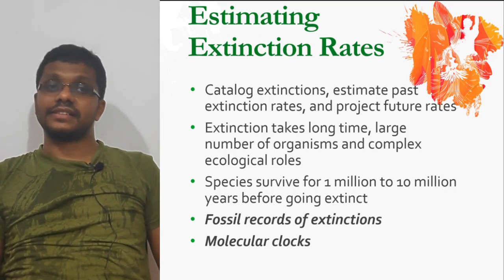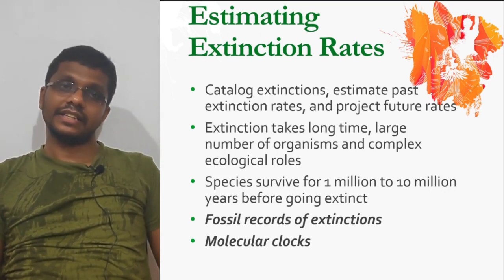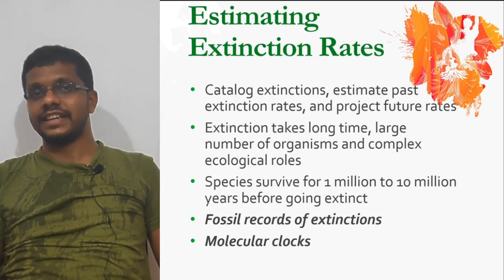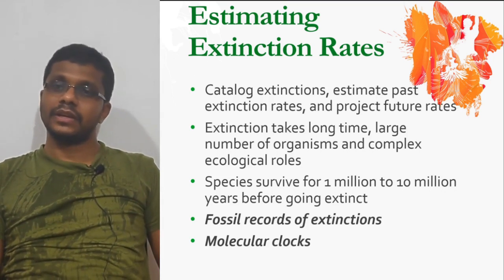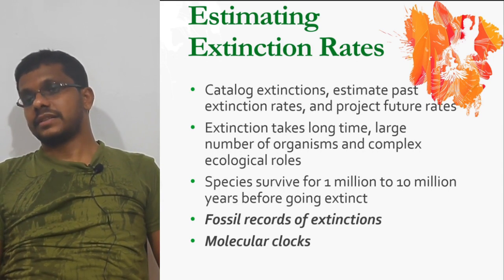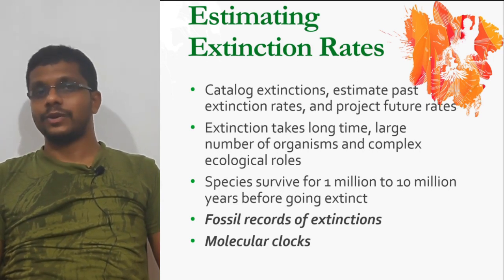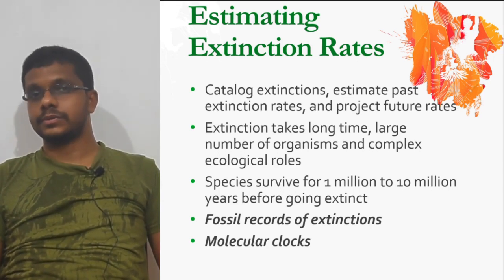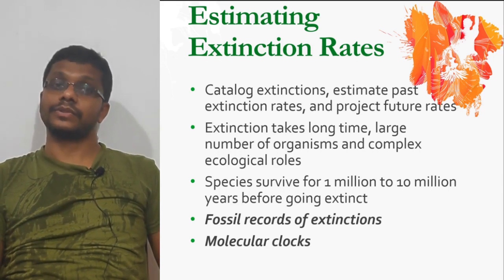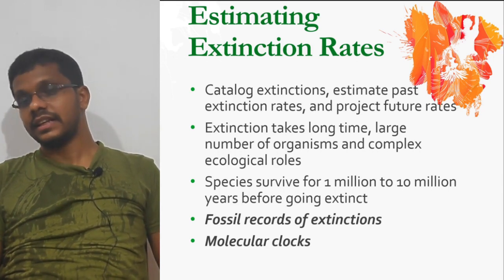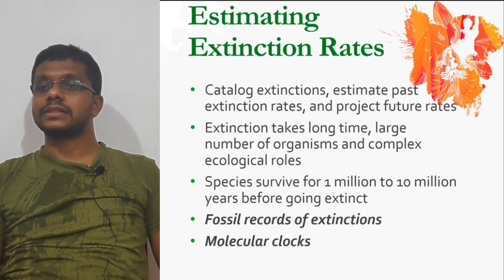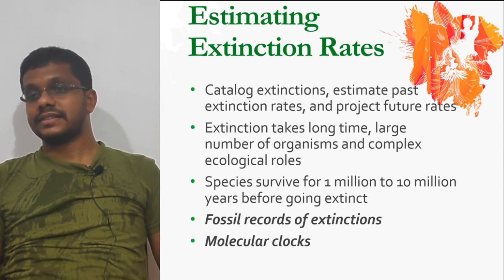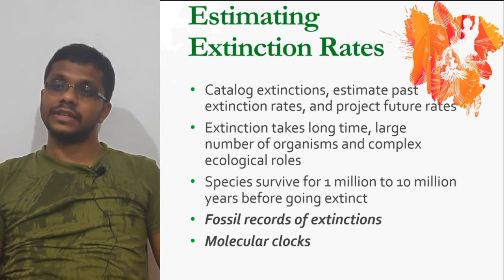Estimating the extinction rate is a bit difficult. Scientists estimate past, present, and future rates of extinction. The current rate of extinction is like cataloging the extinction: how the organism is performing, and how much chance there is of this organism going extinct. Things like that are considered in the current extinction or catalog extinctions.